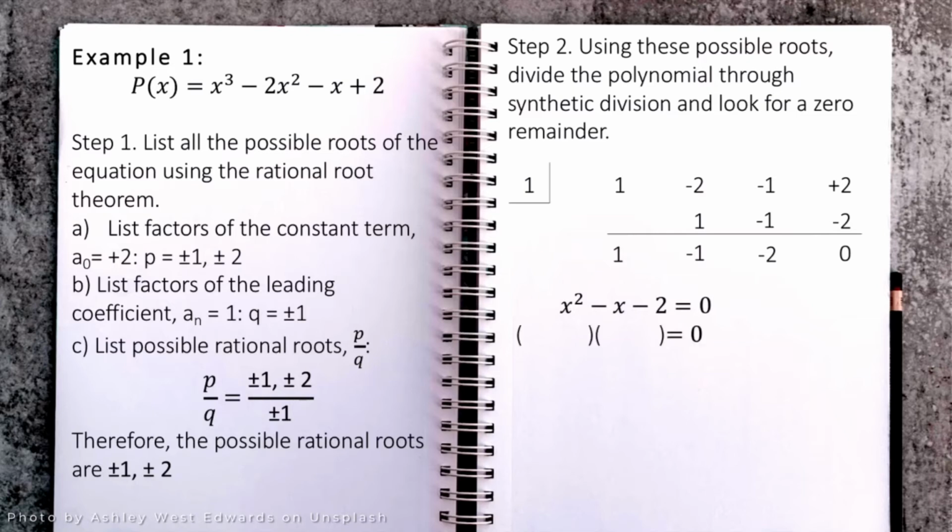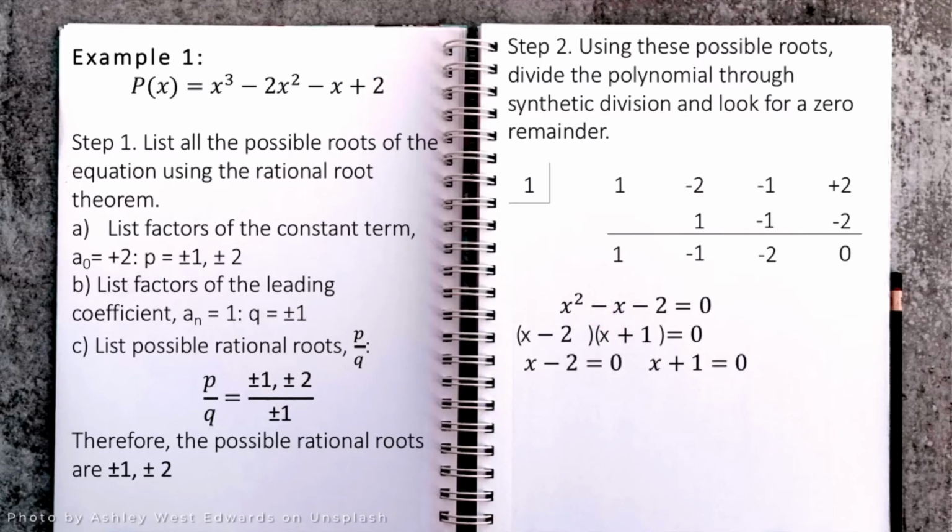Now, in factoring, I need to get the factors of 2, which is 2 and 1, and then place them here. Now, we're going to check the factors. Negative 2 times 1 is negative 2, and then negative 2 plus 1 is negative 1. Therefore, the factors are correct.